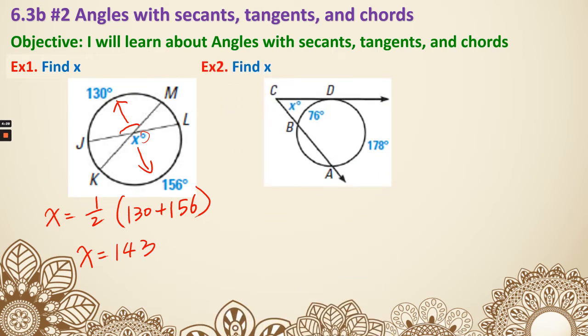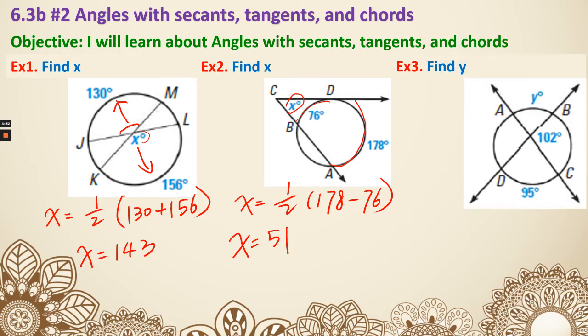Question 2. X is right here, and you can see it's outside the circle, and the two arcs being generated are right here. So that means I'm going to subtract them. 178 minus 76. With a 1/2 in the front. So x is going to be 1/2 of 102, which is 51. That's example 2.